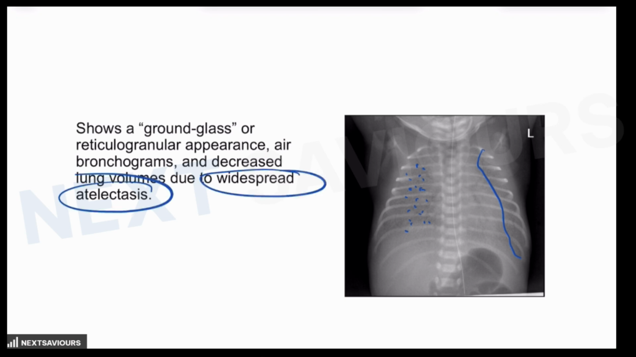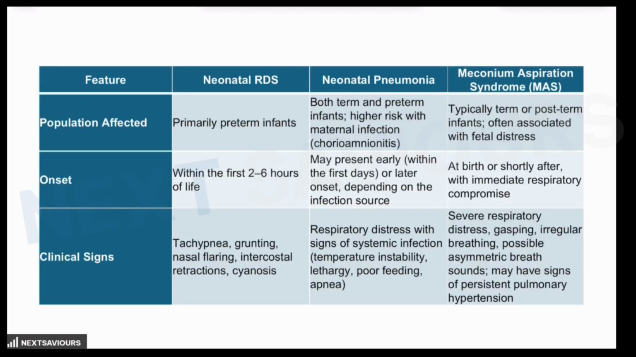By this time, you have already recognized that the patient is suffering from respiratory distress syndrome of prematurity, but it is also important to differentiate it from other causes like neonatal pneumonia and meconium aspiration syndrome. Neonatal pneumonia is a systemic infection, so there has to be respiratory distress along with signs of systemic infection, like raised temperature, lethargy, poor feeding, and apnea provided in the question. Another very important point would be a risk of maternal infection, like chorioamnionitis.